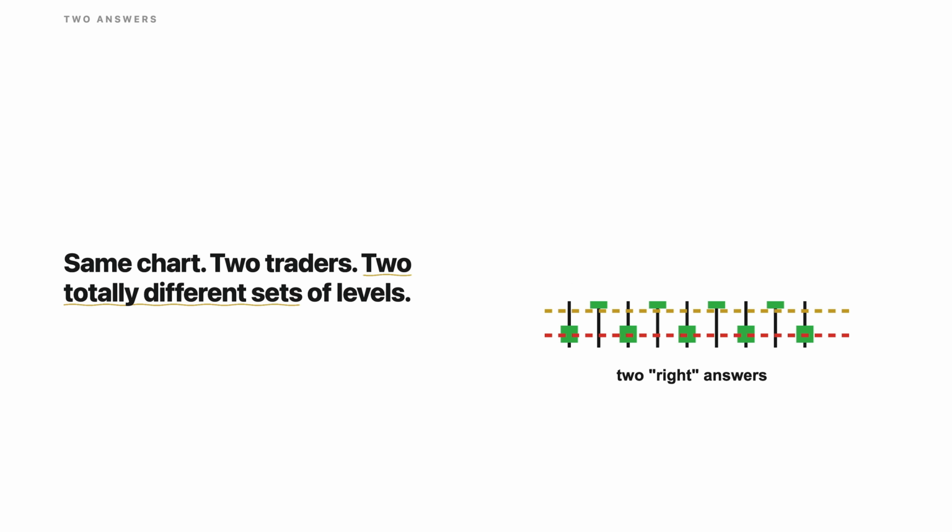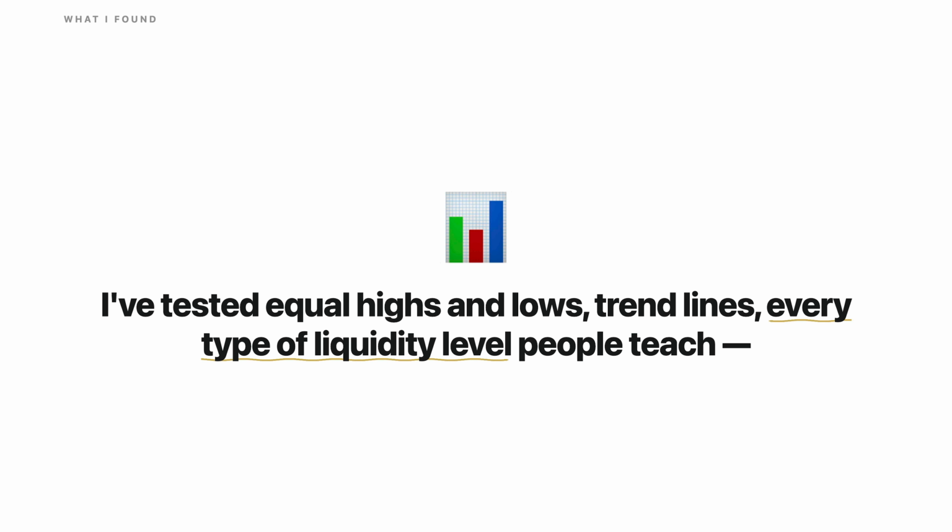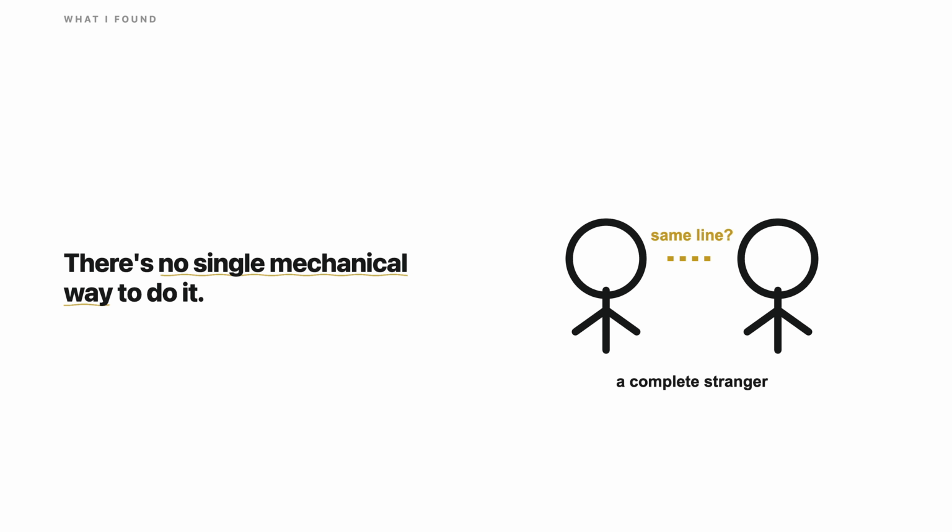Same chart, two traders, two totally different sets of levels. And both of them would swear theirs is right. I tested equal highs and lows, trend lines, every type of liquidity level people teach. And here's what I found. They are all subjective. Two people with the exact same knowledge will mark two different charts. There is no single mechanical way to do it.